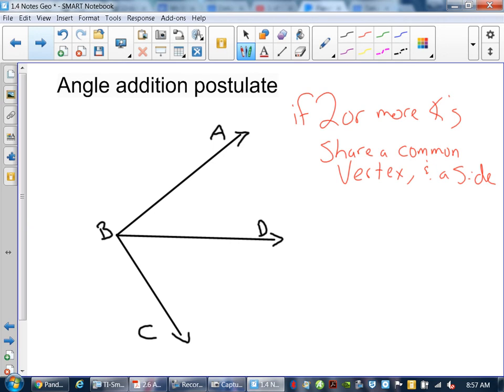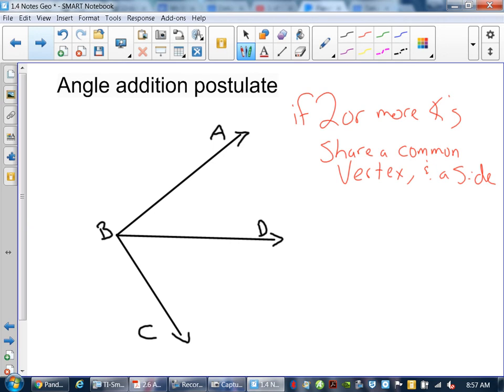What I mean here by a common side: notice this ray BD is the same side for this angle and the other angle. That's what it means by sharing a common side. Very similarly to segment addition, all you're doing is adding those values together. It's the exact same thing with angles, but you're just turning as you're going. It's not linear, if you will. It's not creating line segments. It's angular.